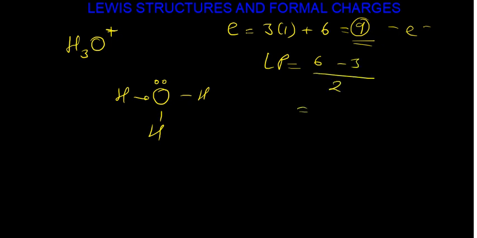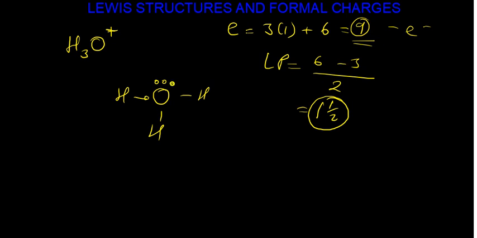So that will give us 6 minus 3, which is a 3. 3 over 2 is 1.5. So that is giving us one lone pair and a half. Half a pair is 1 electron. So we have got 3 electrons. It was supposed to carry 3 electrons.